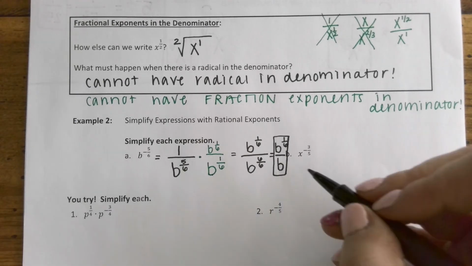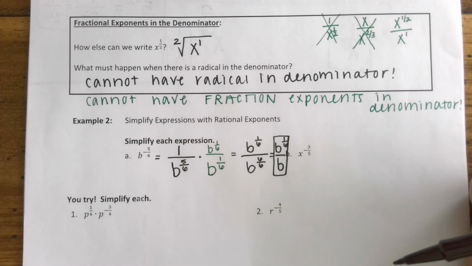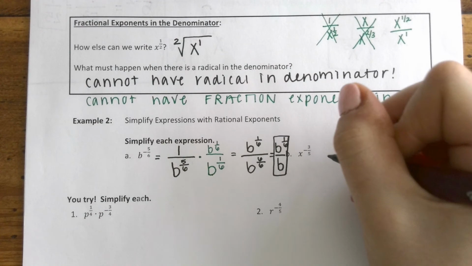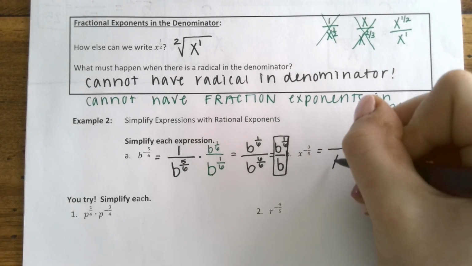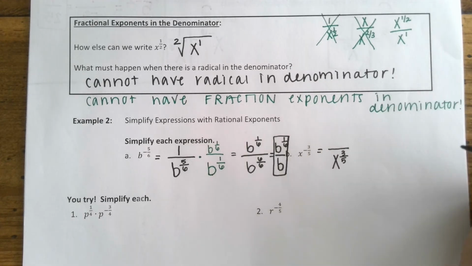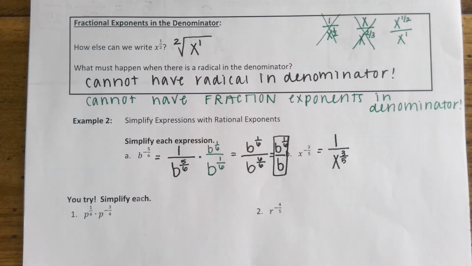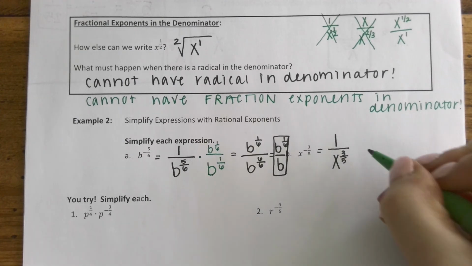So this one gives me x to the negative 3/5. Again, I don't like that negative exponent, so I'm going to change this into a fraction. The base and the exponent are moving to the denominator, becoming positive, and I'm left with a 1 on top. Okay, this cannot be my final answer because of that fractional exponent in the denominator, so I'm going to multiply by something to make it whole.